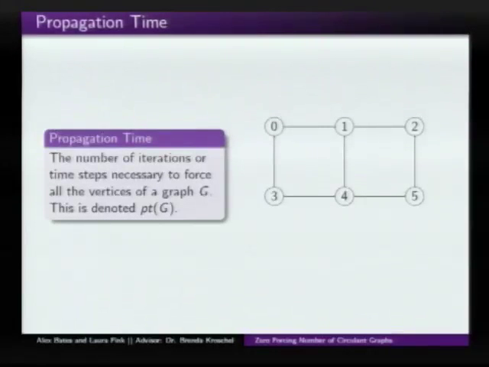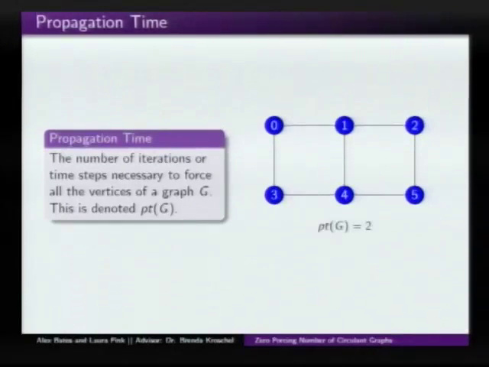So another interesting concept that we talked about a lot was propagation time. If we start with a graph that has a certain number of blue vertices, we want to know how long it takes to color the entire graph. So here, if we started with 2 blue vertices at time 0, in one time step we can force 2 vertices, and then in the second time step we can force the next 2. So the propagation time of this graph would be 2. It's interesting to note the propagation time depends on the set. So if you have a different set, you might get a different propagation time.